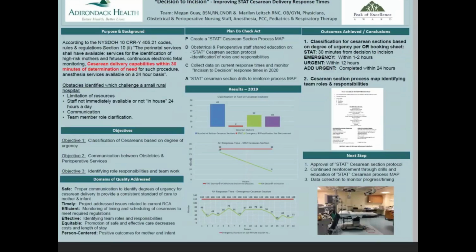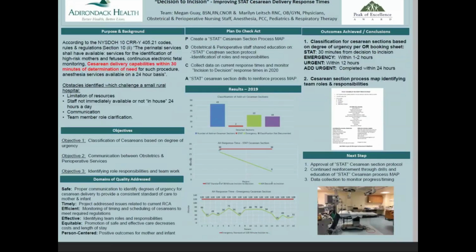In addition to that, we created a cesarean section process map that identified team roles and responsibilities. This basically helped nursing staff identify what their role would be in a STAT C-section, so that way care for the patient could start happening immediately and there would be no double doing of care. And this helped streamline the process as well.